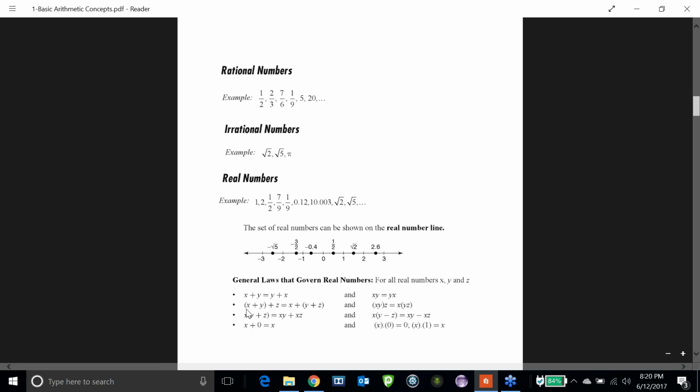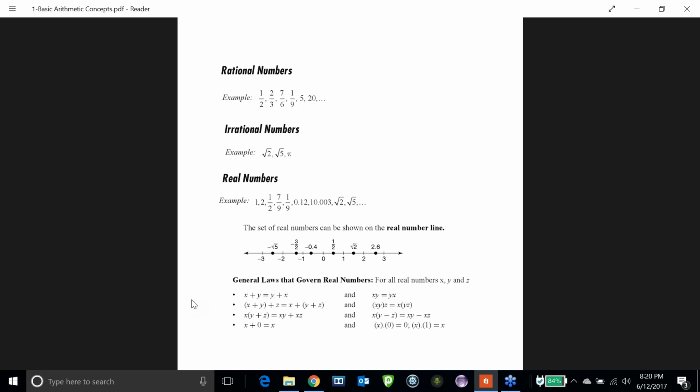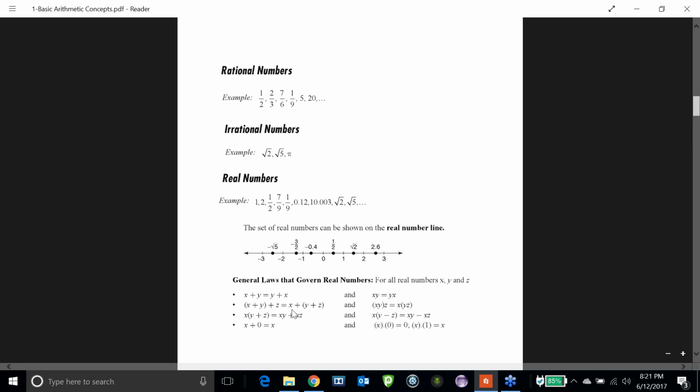Then, coming to the second law, which is called associative law. Here you can substitute x is equal to 2, y is equal to 3, and z is equal to 4. When you substitute these values in the first expression, x plus y plus z, it is nothing but 2 plus 3 plus z, and z is nothing but 4, which is equal to 5 plus 4, nothing but 9. And if you substitute the same values in the next expression, you will get the same answer. The same thing applies to multiplication also.